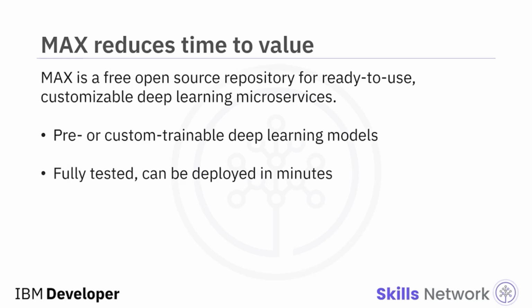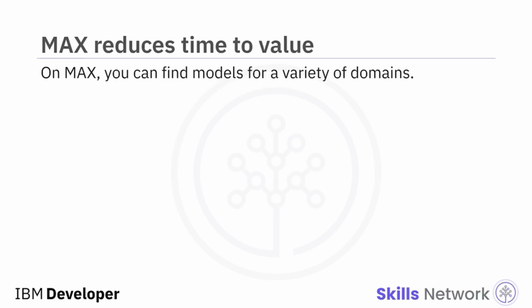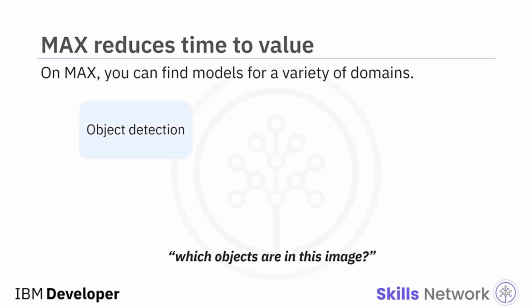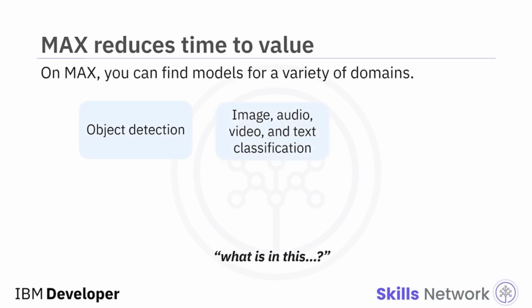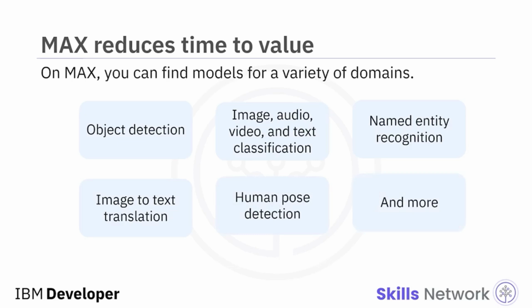All models in MAX are available under permissive open source licenses, making it easier to use them for personal and commercial purposes, which reduces the risk of legal liabilities. On MAX, you can find models for a variety of domains, including object detection, image, audio, video, and text classification, named entity recognition, image-to-text translation, human pose detection, and more.